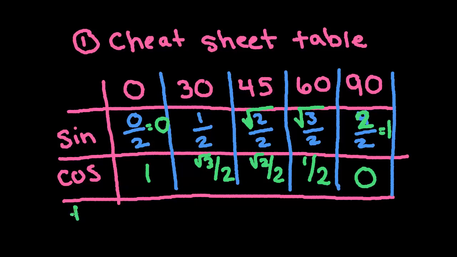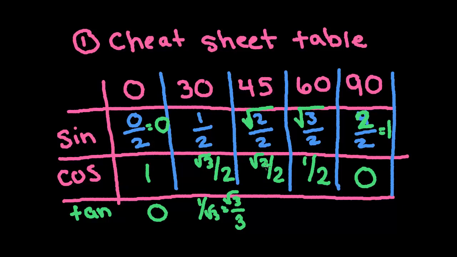And of course, tangent is going to be the ratio of sine over cosine. So 0 over 1 is 0. 1/2 over square root of 3 over 2. The denominators cross off, and I have 1 over the square root of 3. But we can't leave it that way because we have to rationalize our denominator. So we write it as square root of 3 over 3.